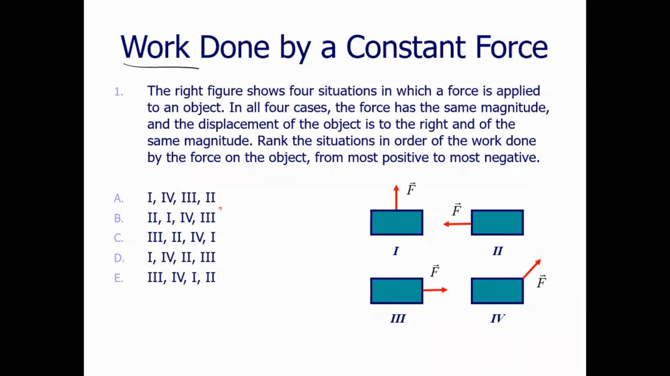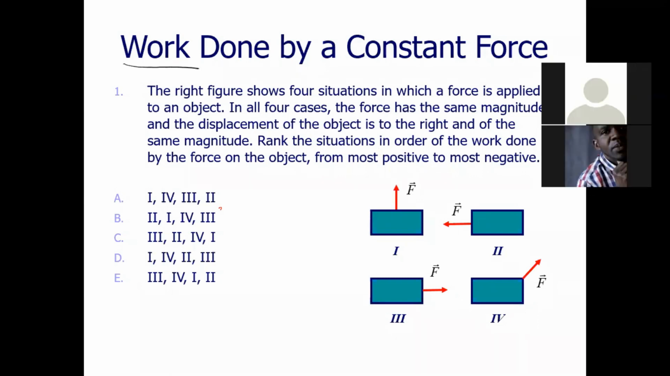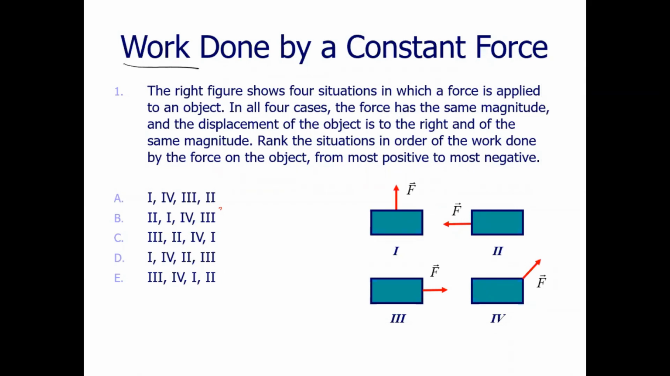The figures on the right show 4 situations in which a force is applied to an object. In all 4 cases, the force has the same magnitude, and the displacement of the object is to the right and of the same magnitude. So the question is, rank the situations in order of the work done by the force on the object from the most positive to the most negative. So this is a revision.